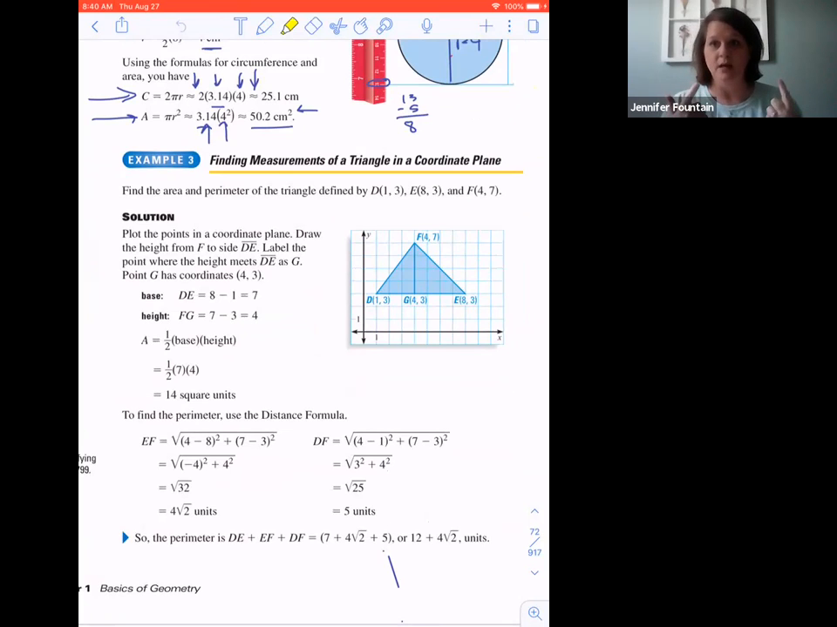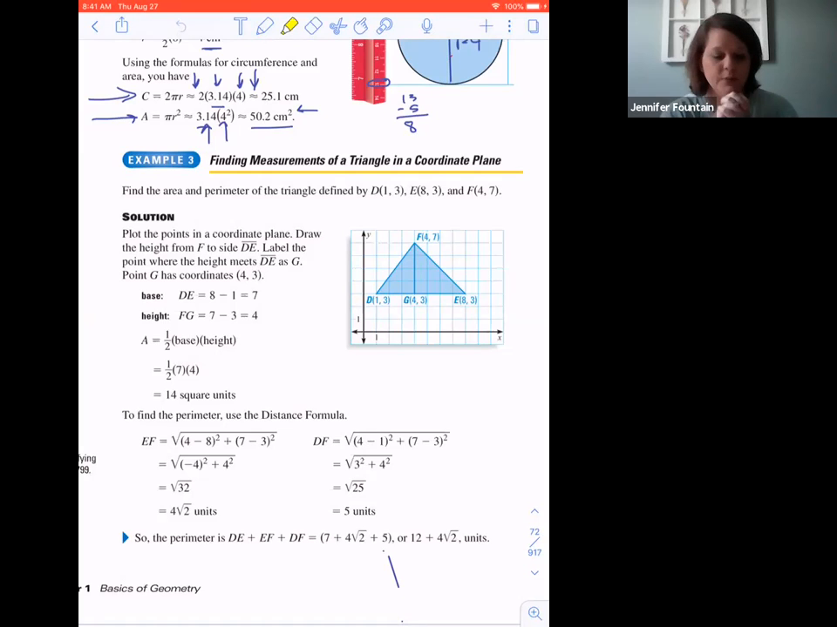So again, now we've got to pull in all of our memory of a coordinate plane. We have the x-axis, that is the horizontal axis. The y-axis is the vertical. When I graph points, I have to move along the x-axis first and then up the y-axis. Just remembering all of these things that we previously learned.